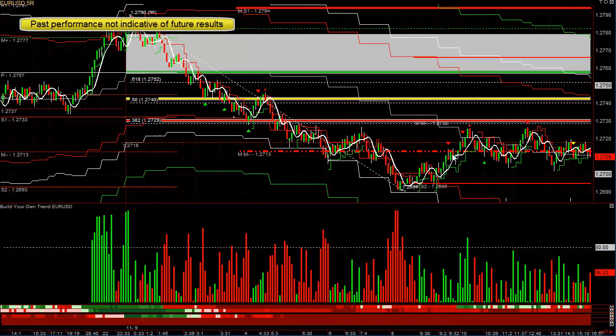But if you get short and the market's kind of going sideways, get out of this trade with a 5-6 pip loss. Get short again here and make 10, 15 pips. Short here, make 15 pips.